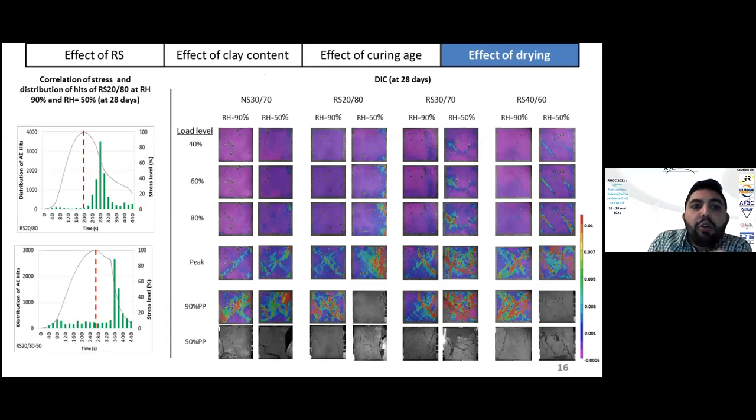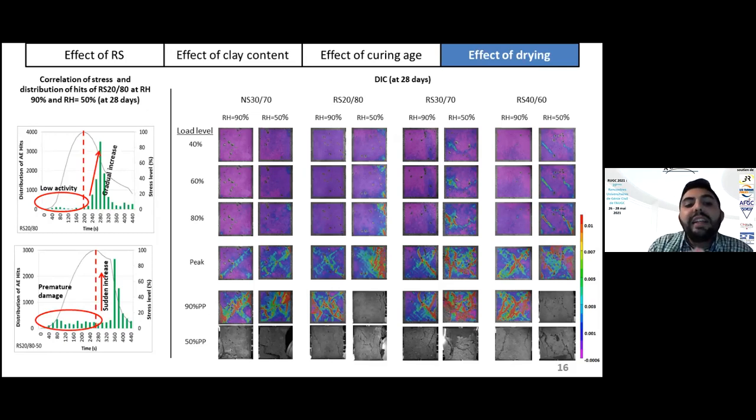The last slide here shows the correlation of stress and distribution of hits of one of the mixtures, RS 2080, at RH equal to 90% and 50% at 28 days. We can see that in the part before the peak, the increase in the acoustic emission indicates premature damage due to the shrinkage-induced cracking. In the post-peak part, we can see a gradual increase in the wet specimens. However, for the specimens subjected to drying, we can see a sudden increase of the acoustic emission activity, indicating a more brittle behavior with drying.